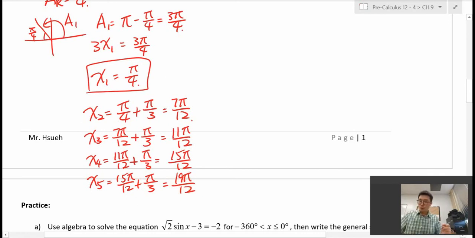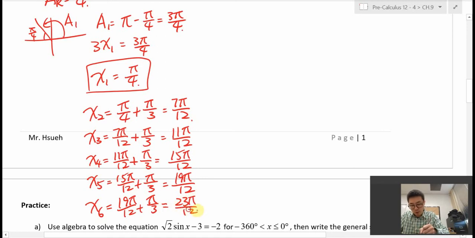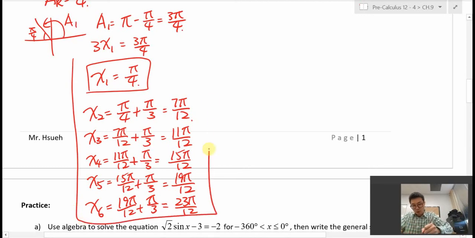Okay, and we will continue. We have a lot of answers here. We can find x6, 19 pi over 12 plus pi over 3. This is going to be 23 pi over 12. This is just shy of 2 pi, so that's fine. We have 6 answers here. So all these 6 answers are correct. Okay?